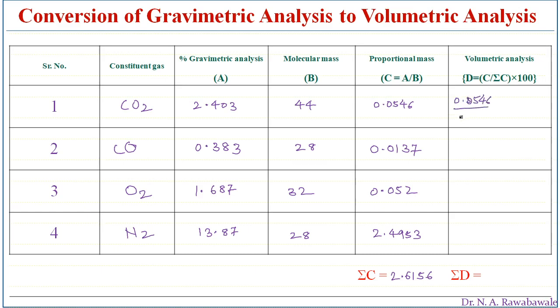Now we will get the volumetric analysis as C divided by the summation of C, that is 0.0546 whole divided by 2.6156 into 100. So this will be 0.0546 into 100 divided by 2.6156, which is 2.08 percent.